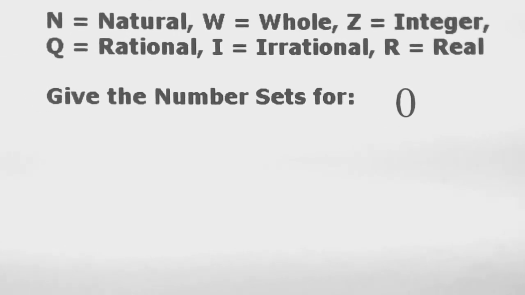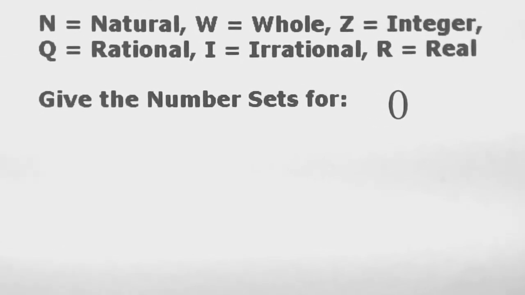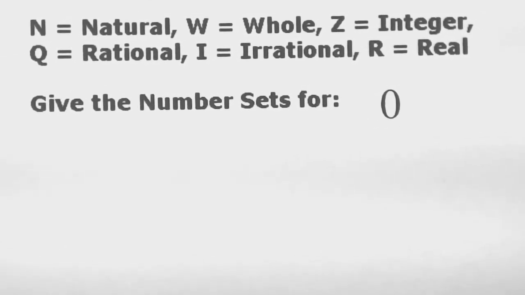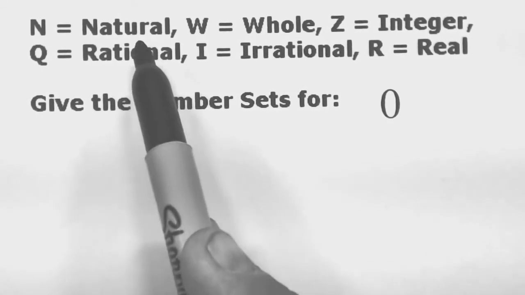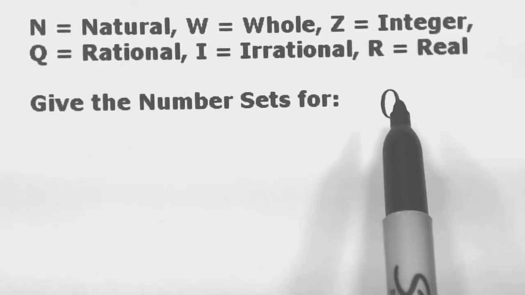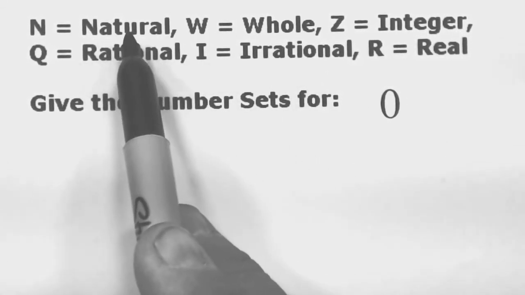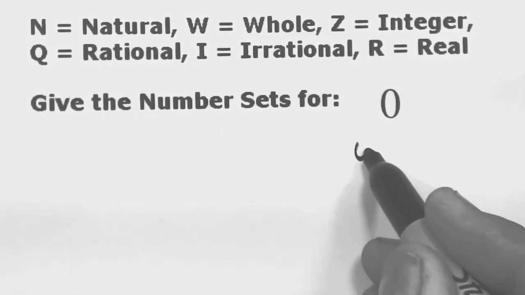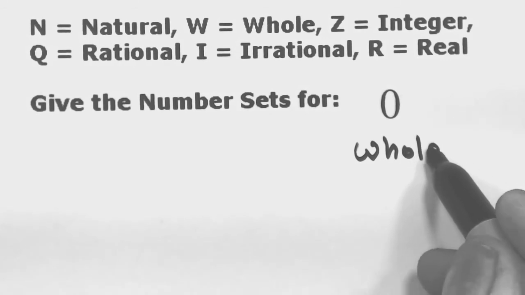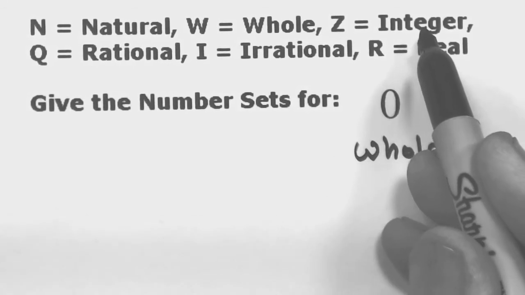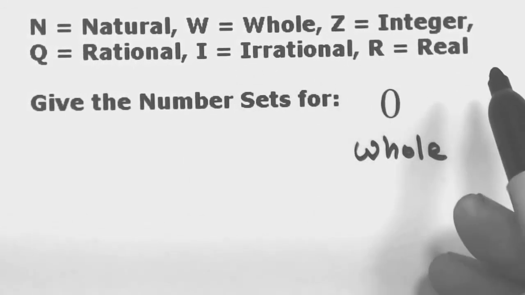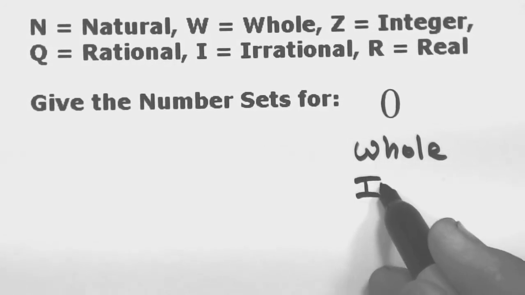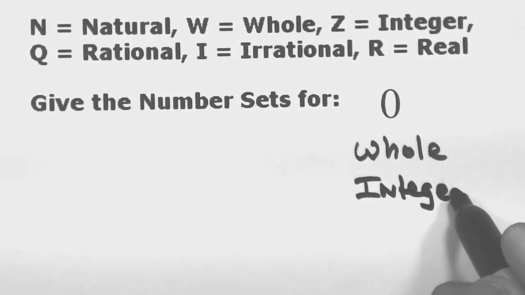Okay, well, let's look at 0. First off, when you count, you don't start with 0, you start with 1. So 0 would not be a natural number, but it is a member of the whole numbers, so we can list it there. And it does show up in the integers. It's right in the middle between the negatives and positives, so it's definitely an integer.